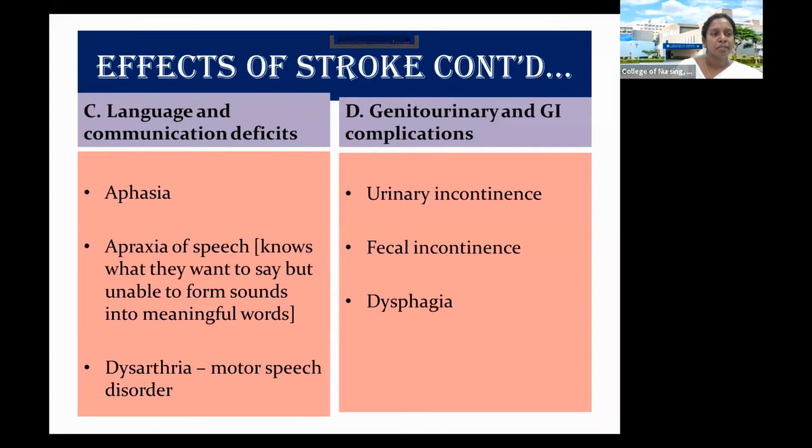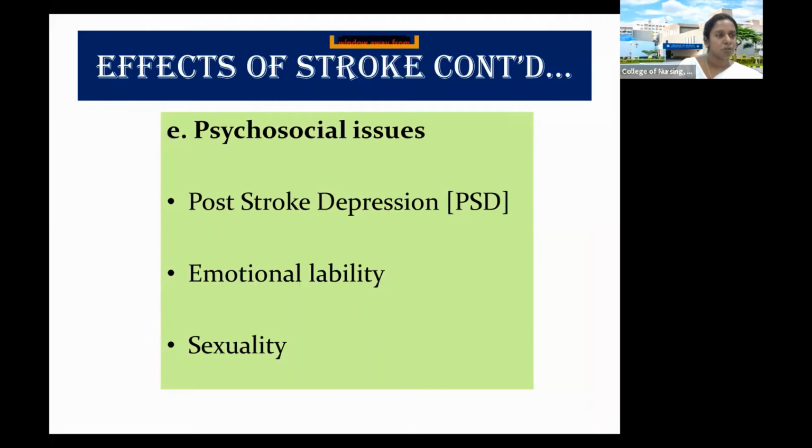Under genitourinary complications, patients can have urinary incontinence, fecal incontinence. Under GI complication, they can have dysphagia, which is a major deficit that patients can come across. The last one being psychosocial issues. Patients can have post-stroke depression. Like most patients, they would have been normal till a while ago. They were normally walking, speaking, everything. Suddenly, you lose the ability to walk and you can't speak. You know what you want to say, but you can't speak. All this can lead to depressive episodes in patients. They can be emotionally labile, and sexuality can be affected.